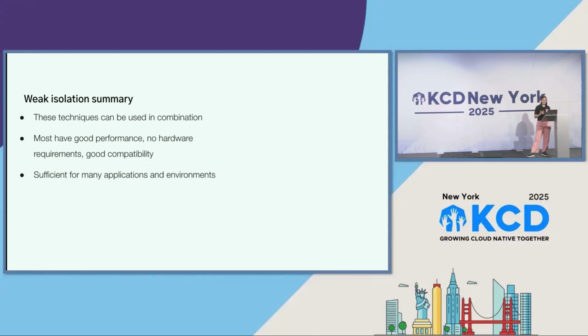So in summary, there's a bunch of solutions that provide what we'll call weak isolation. And these isolation technologies, especially all those kernel features, can definitely be used in combination, right, to provide layers of protection. And even though they all have that shared kernel, this is sufficient for a lot of applications and environments, especially when things like performance are really important for your applications, and you're able to respond quickly in the event of some sort of kernel exploit.